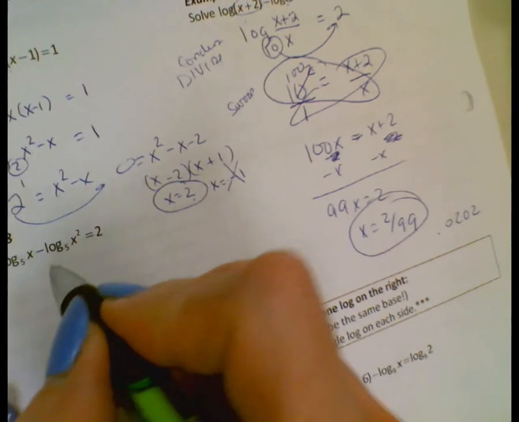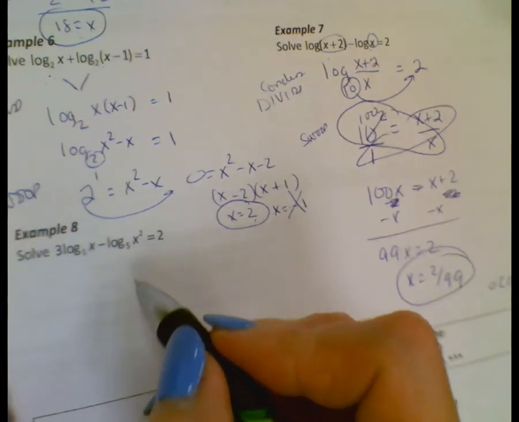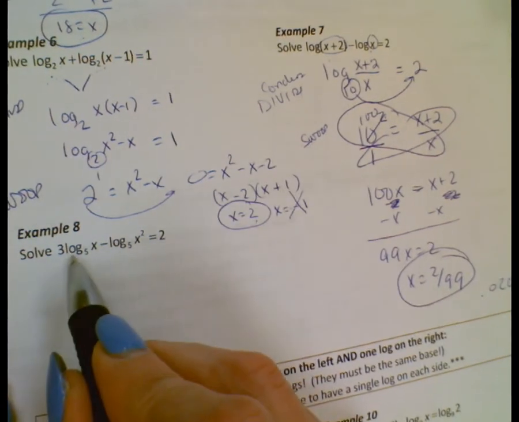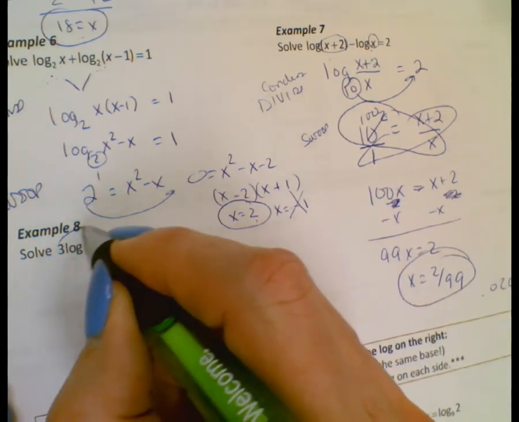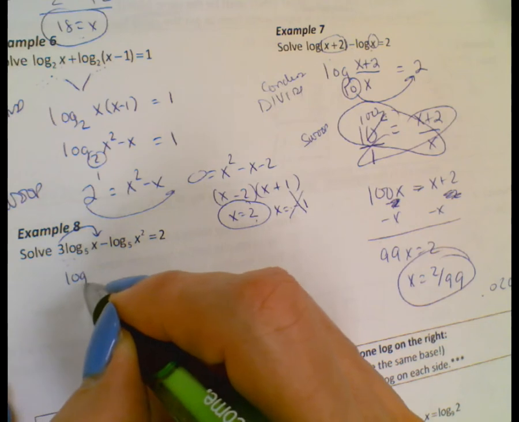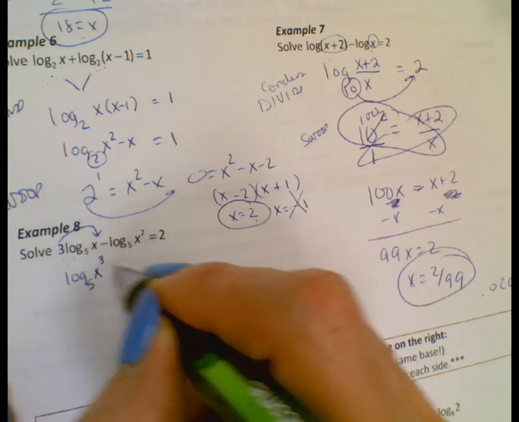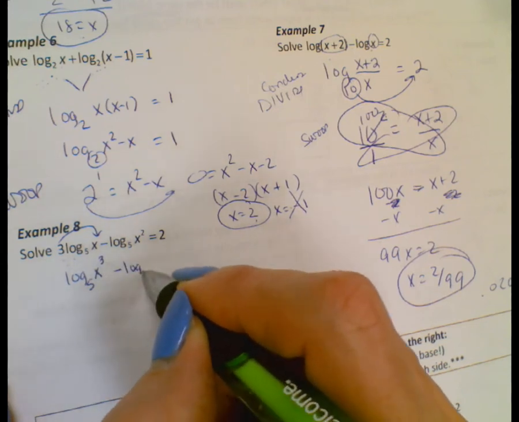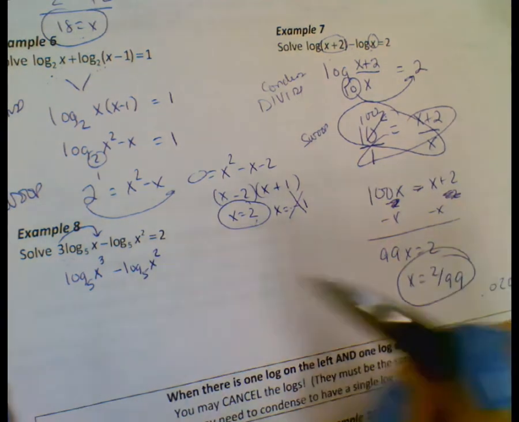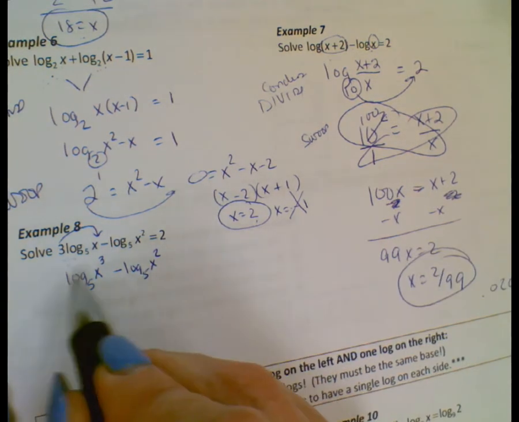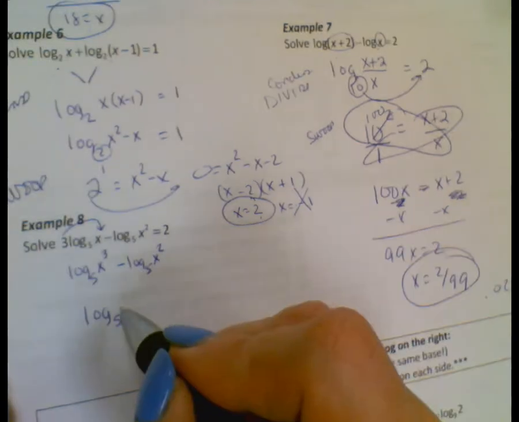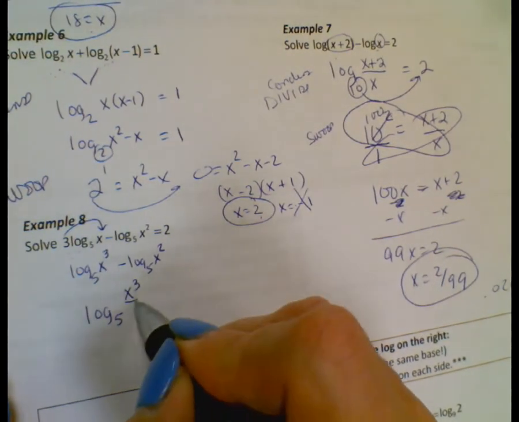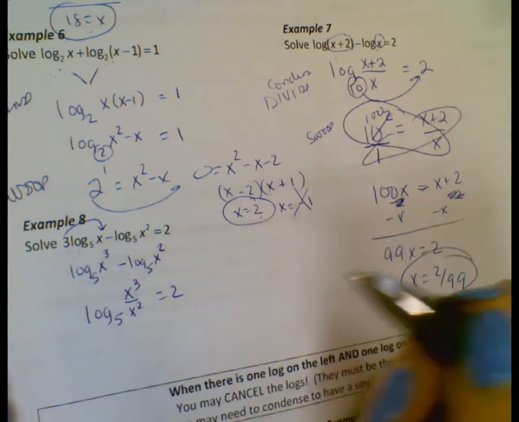This one we're going to condense, but first, before we can condense, what's wrong with it? What do you notice is wrong with this problem right here? See that 3? Where should I put the 3? Right there, because you can't condense with a number out front. So now that they're both logs, we can condense this to one log base 5. So we are going to take x cubed divided by x squared. All this is equal to 2.